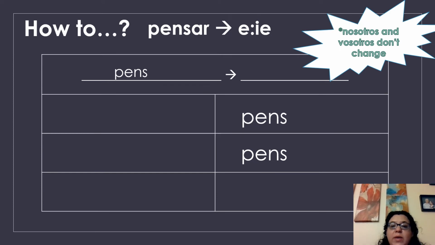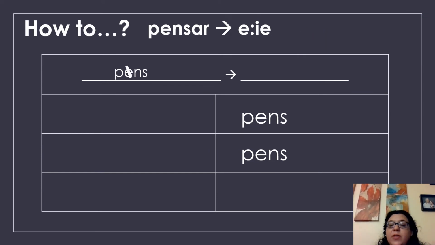So now we have to do the stem changing. So that E is going to go away. We're going to change it into IE. So that means our new stem is going to look like this, piens. And so now we can write the stem on all the other ones.